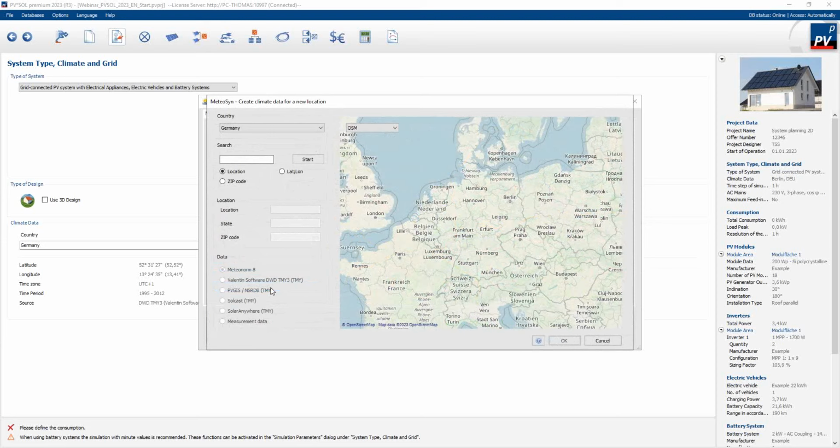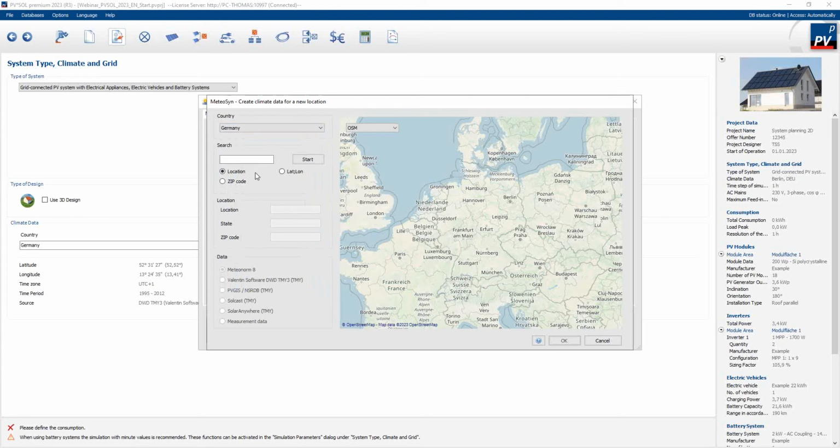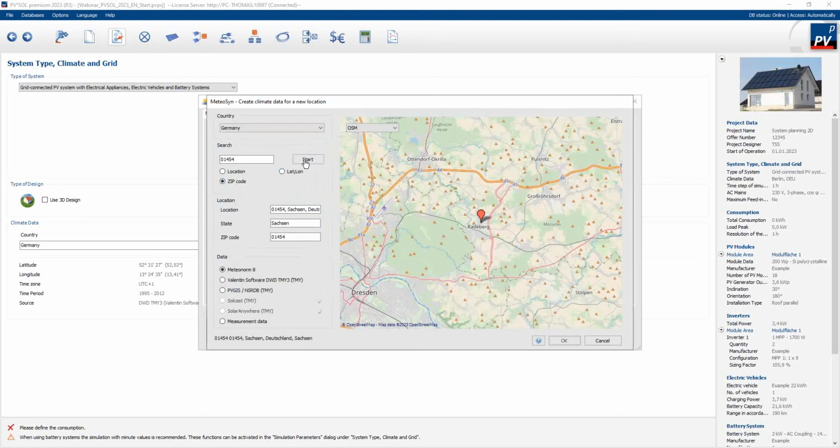In the upper part, you can select the country. Then we have the search section here with some additional options. You can also search for location and for latitude and longitude, and of course the zip code. We use the zip code again, then press start. Now a red marker appears here, and this is the marker for the search location. Then we have to click on the marker, and now the software automatically adopts the location name and the state and the zip code.